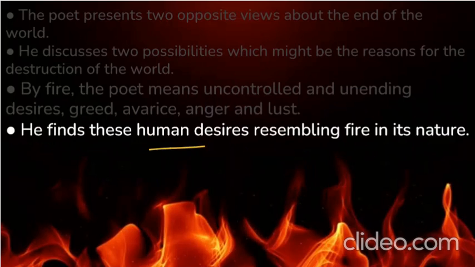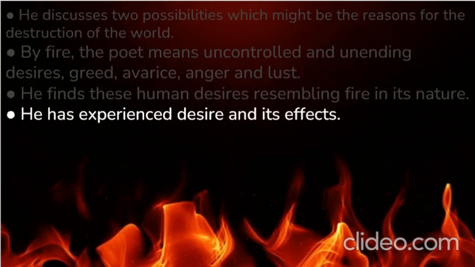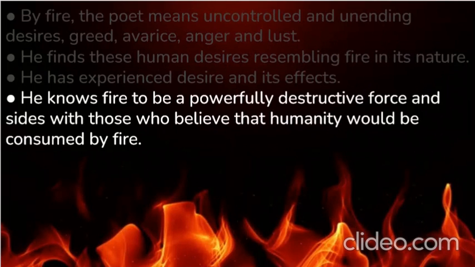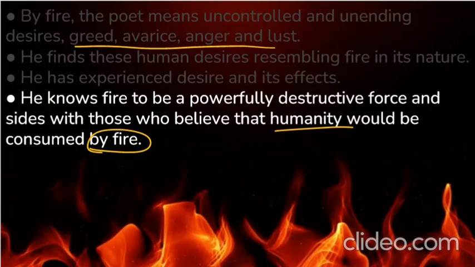He finds these human desires resembling fire in their nature. So these human desires, bad qualities, resemble fire. He has experienced desire and even saw its consequences. So that's why he knows that fire is very powerful to destroy. It's a very powerfully destructive force. It can destroy the whole world. And he sides with those people who believe that humanity or the world will be consumed by fire. Fire means all these things which we discussed. So this was stanza 1 where the poet is telling about fire.